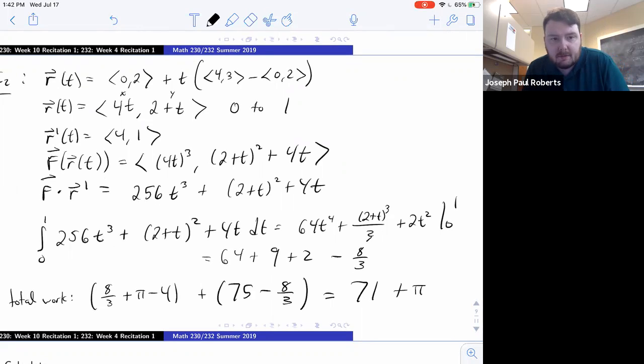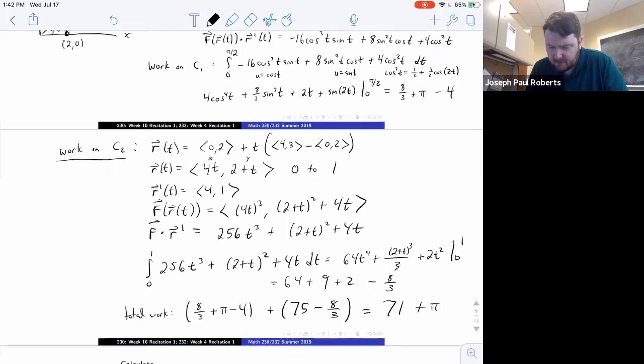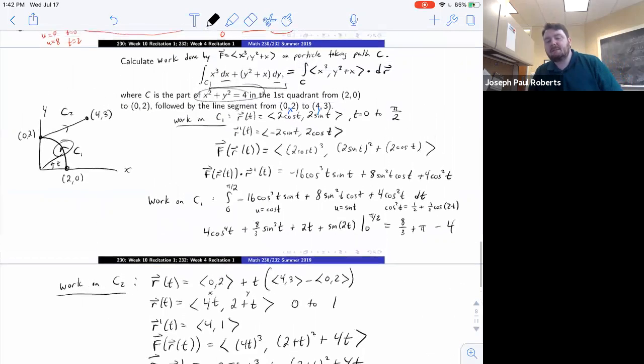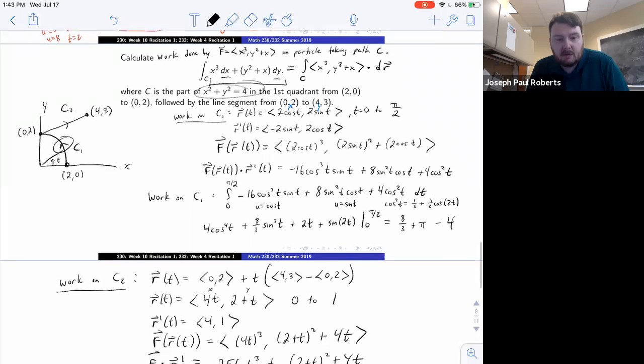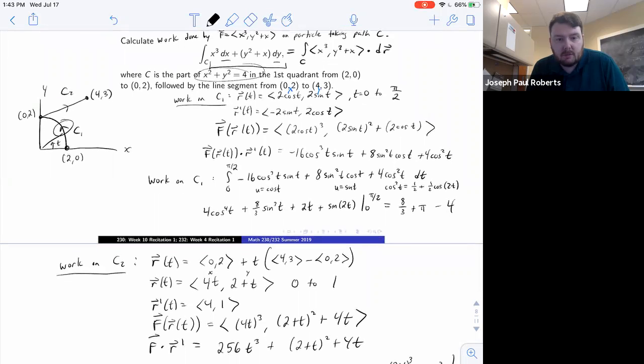Nothing too exciting at the end. Big thing, though, is realizing that we have this circle piece and a line segment, and you use a circle cosine and sine parametrization for the first piece. You do a line segment parametrization for the second piece. You do f of r of t dot product r prime on each, and there we go.